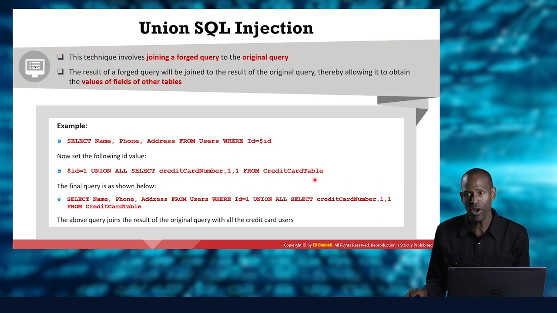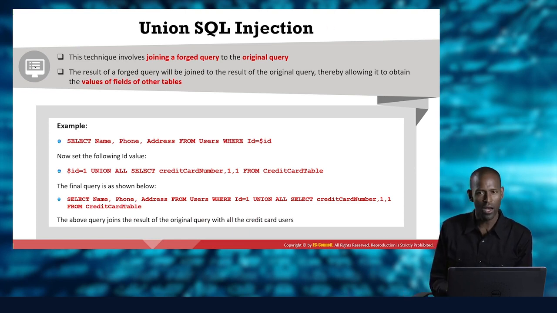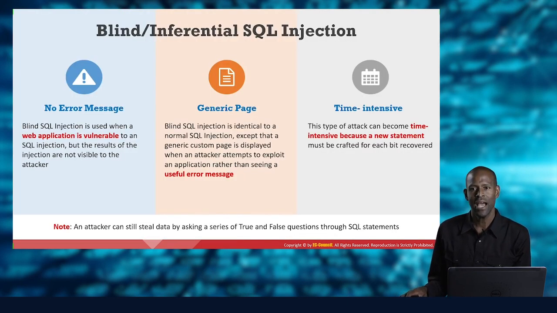And so the final query that would actually be read, instead of just $ID equal 1, looks like this. Select name, phone, address from users where ID equals 1, which we got from right there. Union all select credit card number, etc. from credit card table. So it joins the original query with the credit card, and boom! Credit card information displayed on the page. Poorly written database, but these types of hacks happen all the time.